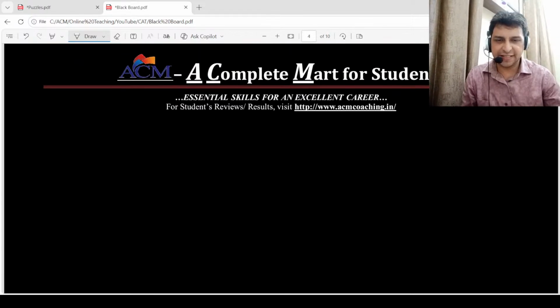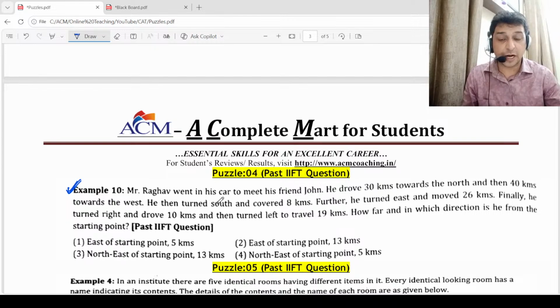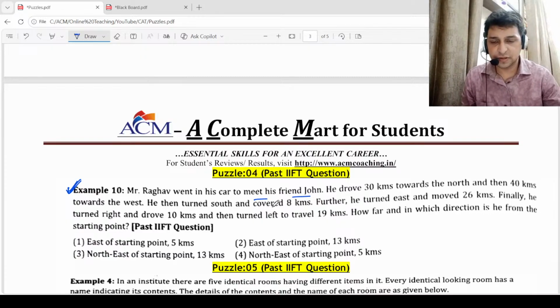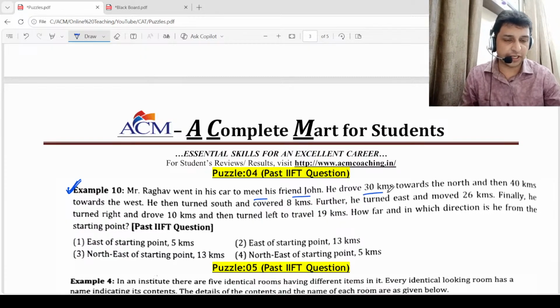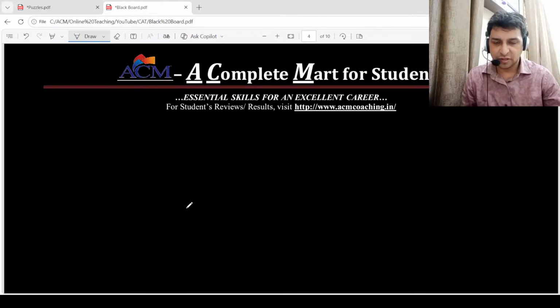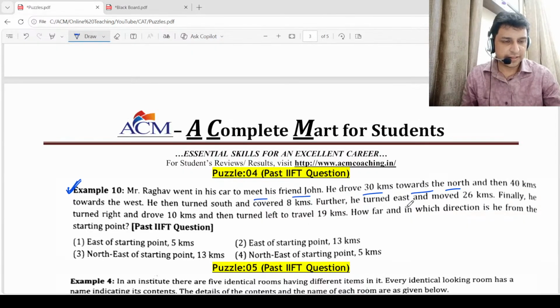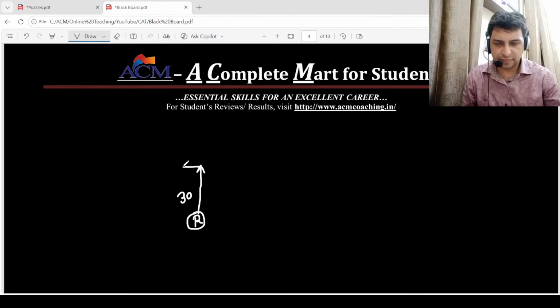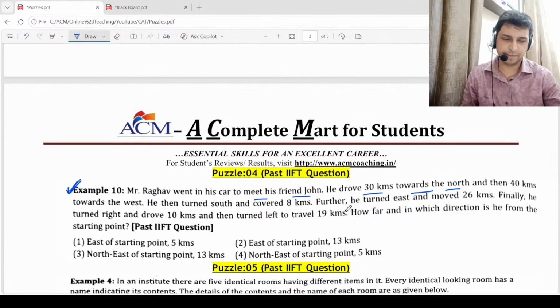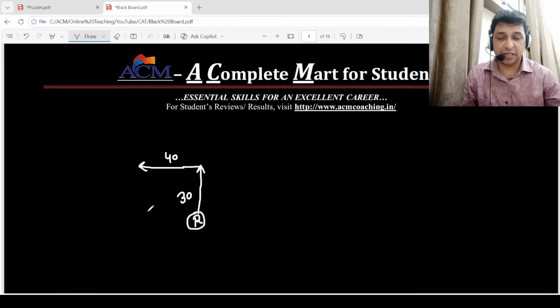So example number 10, it says, Mr. Raghav went in his car to meet his friend John. So Mr. Raghav is going to meet his friend John. He drove 30 kilometers towards the north. So let's say this is Raghav. He's moving 30 kilometers towards north. Then 40 kilometers towards the west. He then turned south and covered 8 kilometers.